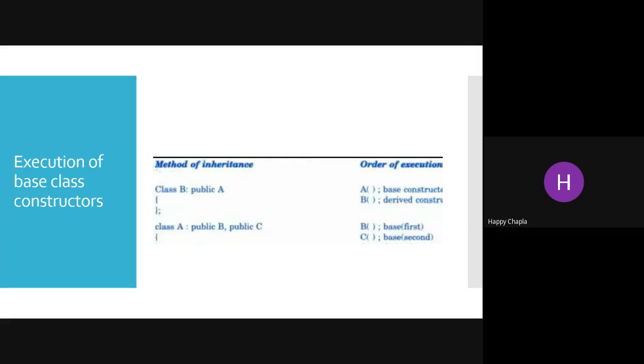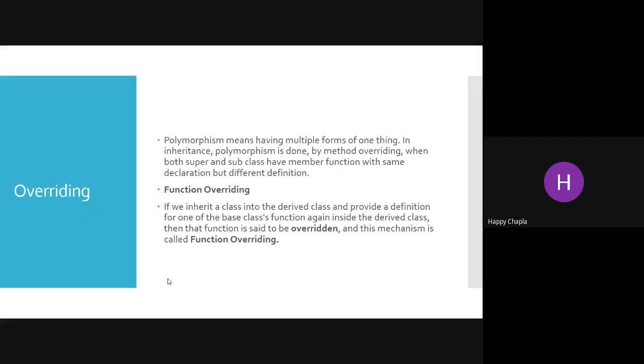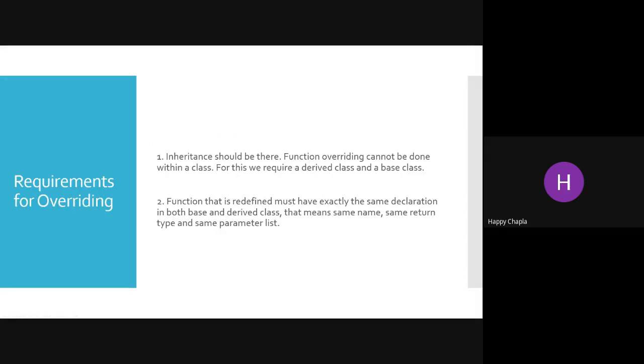Okay, function overriding means the function name is the same and the parameter list is also the same, but in a different class. If we inherit a class into the derived class and provide a definition again inside the derived class for one of the base class's functions, then that function is said to be the overridden function. This mechanism is called function overriding.